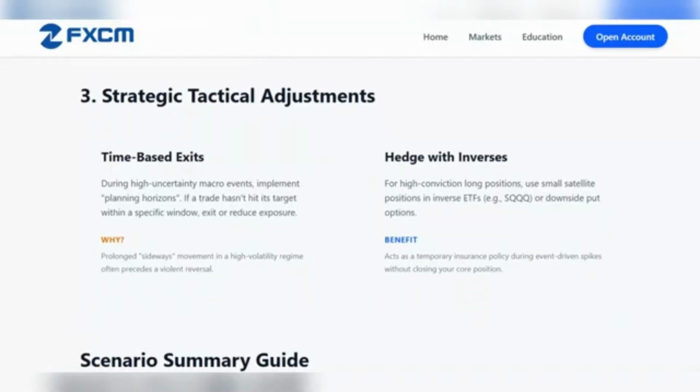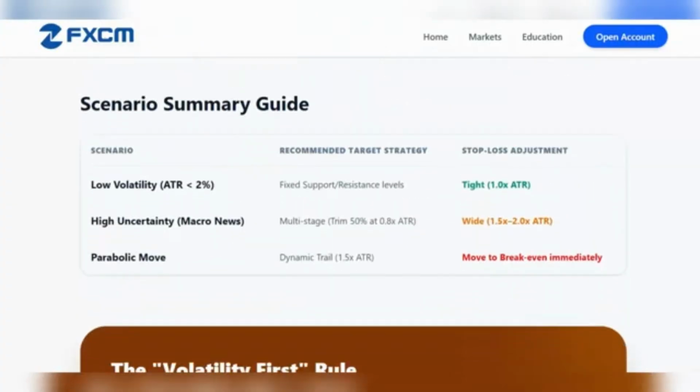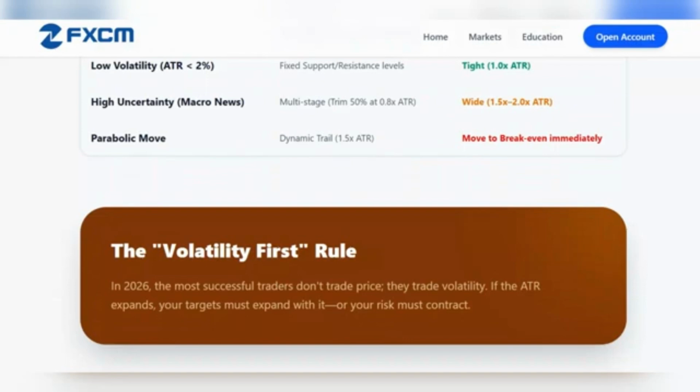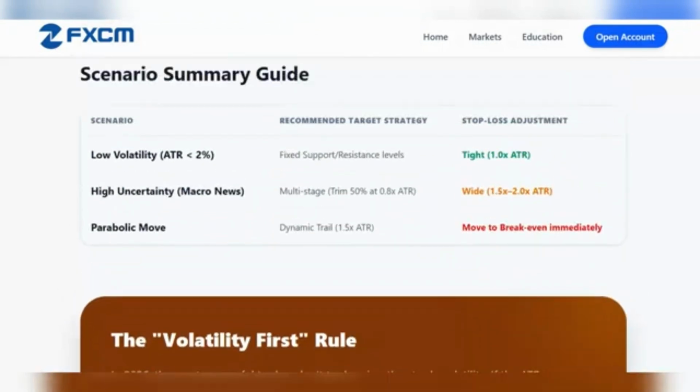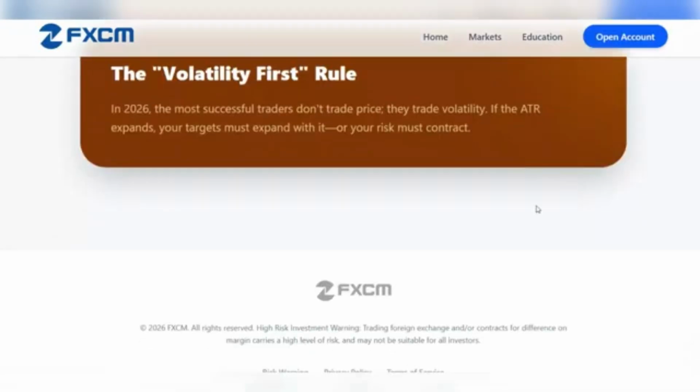For high conviction longs in the NASDAQ, consider small hedges with inverse ETFs or puts during event-driven spikes. The bottom line, calm markets get fixed levels. High uncertainty gets ATR-based trimming and trailing stops. Let volatility dictate your targets, not hope.